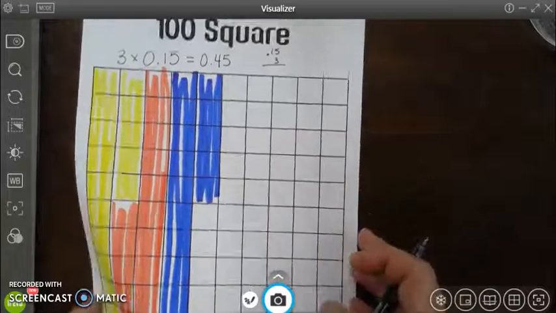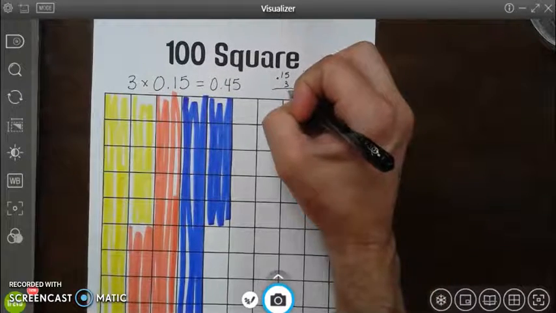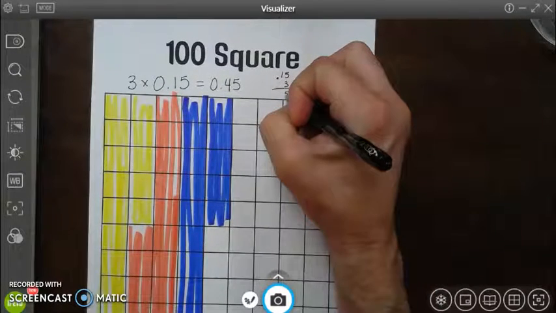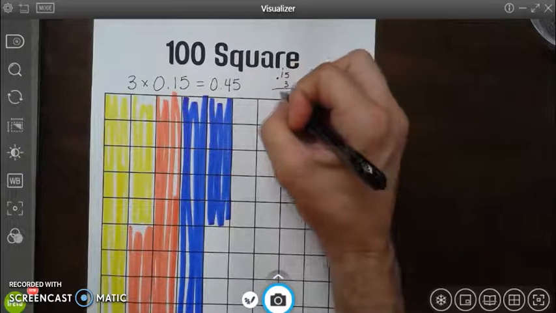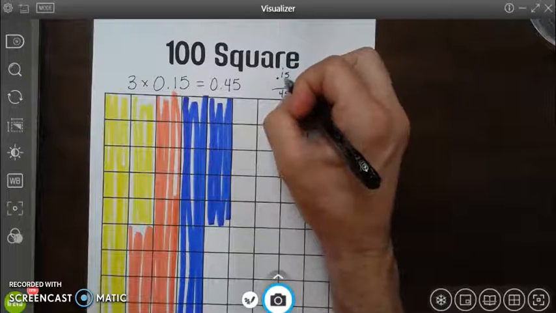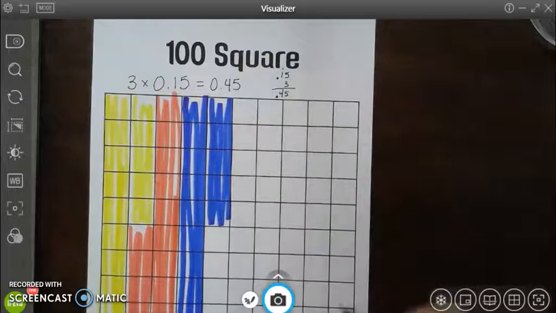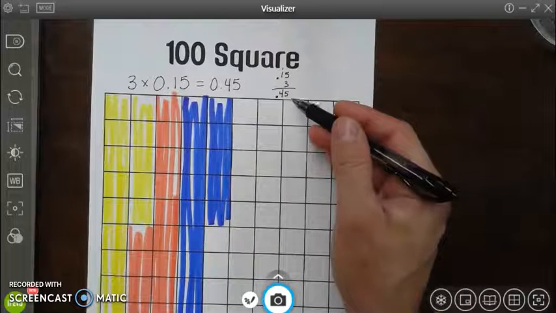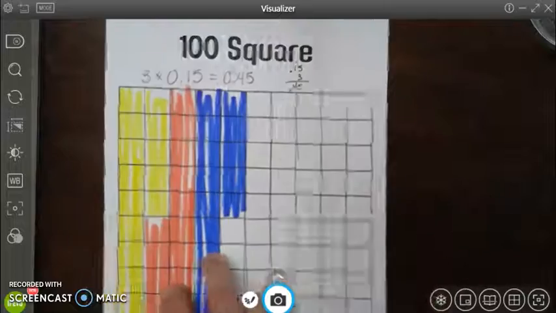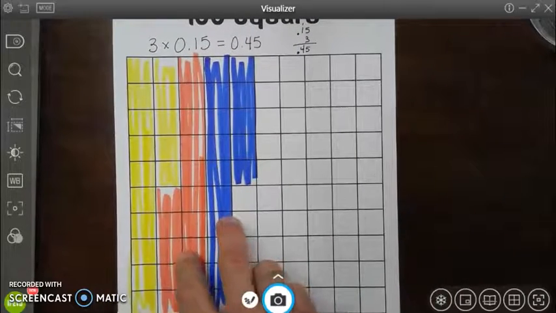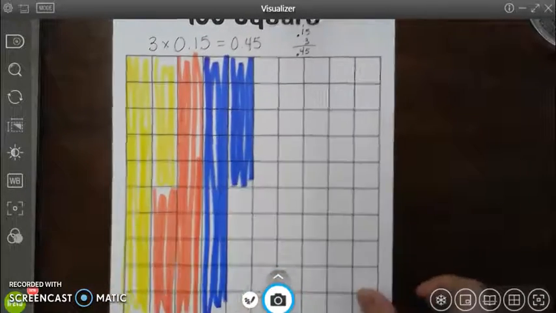Now this shows the students what happens when you use the standard algorithm to line up numbers like this, and then when you multiply through: 5, carry the 1, 3 times 1 is 3, plus that one is 4, 2 decimal points goes there. So while this gets them the right answer, 45 hundredths, this helps them understand what's actually happening.